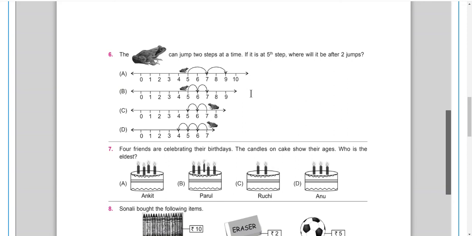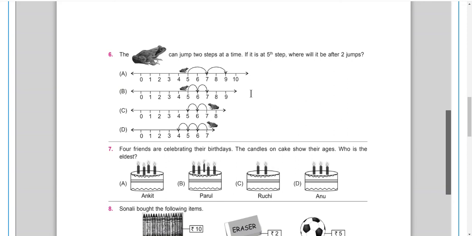And why do you feel it will be 9? Because I feel it's 9. Not just a feeling, you have to give the logic. Whatever answer we are selecting, we need to have a logic behind it. It's not like we are feeling. So tell me, what is your logic for A? I feel that the frog is here at 5. It'll just do 2 and it's 9.